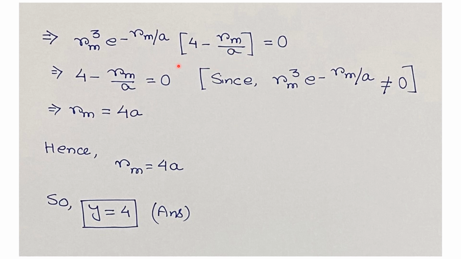So from here we can conclude 4 minus Rm by a equals 0, since the remaining part Rm cube times e to the power minus Rm by a is not equal to 0, because Rm cannot be 0 or infinity. The electron cannot exist within the nucleus, so Rm cannot be 0. Also Rm cannot be infinity; it should have some finite value for the most probable value of r. So from this equation we can say Rm equals 4a. So the most probable value of r is Rm equals 4a, and the y value in our question is y equals 4.